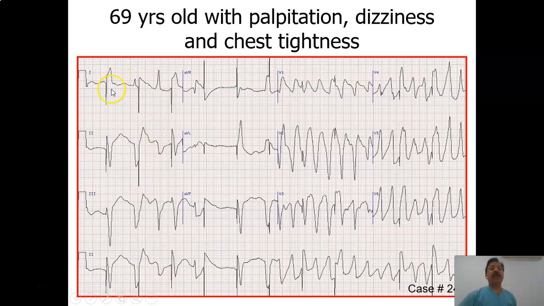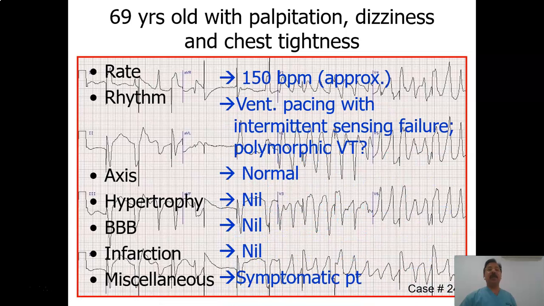So in case of pacing ECG, it's very difficult to comment on the axis and hypertrophy, because the axis, hypertrophy, ST segments and bundle branch blocks are difficult to comment on in these cases of paced heart, because these are altered. So the main ECG finding in this case is the rate is 150 beats per minute, and it's ventricular pacing with intermittent sensing failure causing the polymorphic ventricular tachycardia, and this is a symptomatic patient, and it should be consulted with a cardiologist as far as the pacing is concerned.